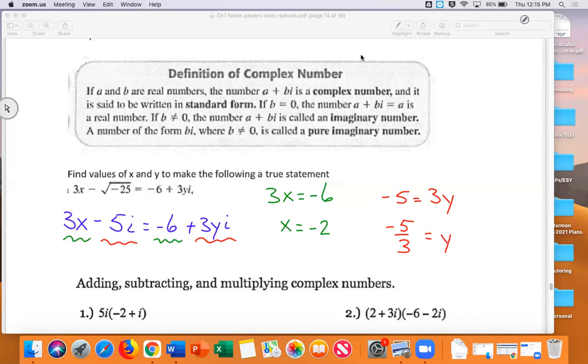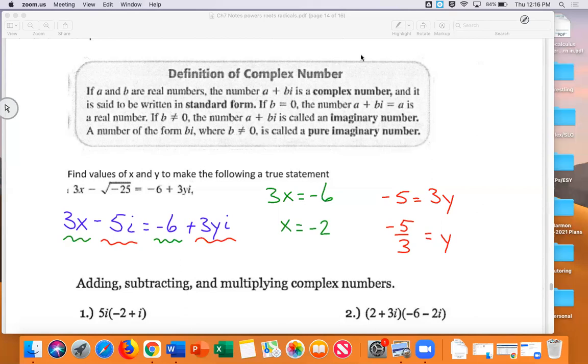There's nothing I can really break down, correct? But on the left side, notice I can break down the square root of negative 25 further. So I did that, and it's 5i. Now, from here, my expression has two parts. It has the real part, which is the part without the i. So the real part must equal the real part. So 3x must equal negative 6. That's why I wrote it in green. You see that? And then I solve for that.